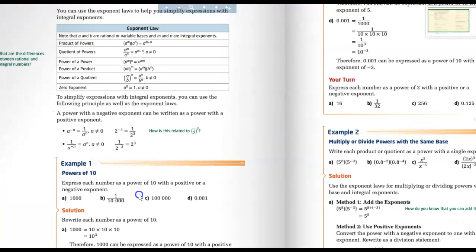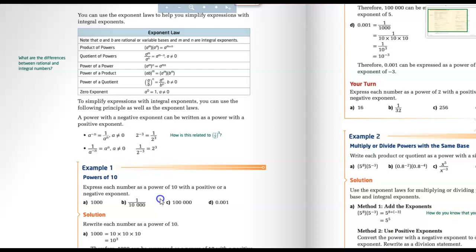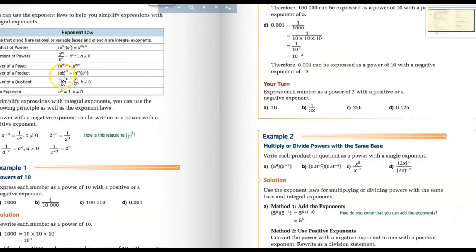So yeah, we could look at the power rule. The power rule, when you have an exponent to an exponent, you multiply them, so m times n. Product rule, so if you've got an exponent and you have two different bases inside, you can just basically put the exponent onto each of them, so a to the power of m and b to the power of m.